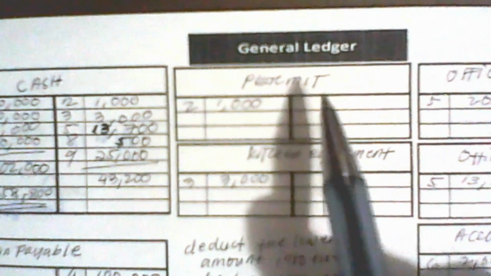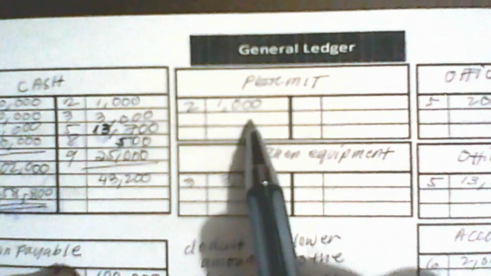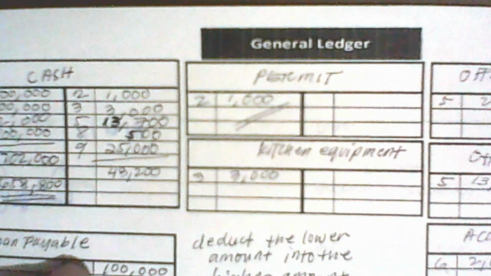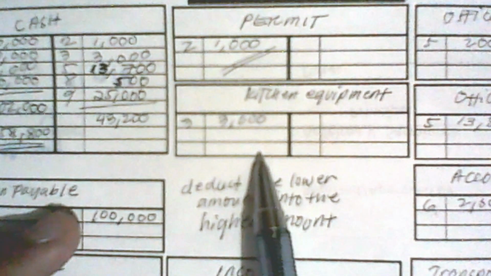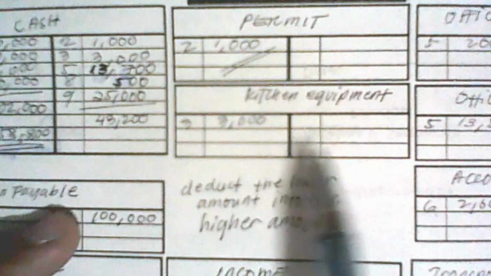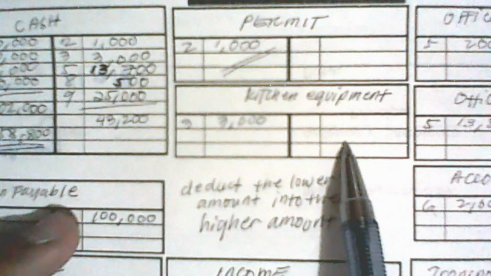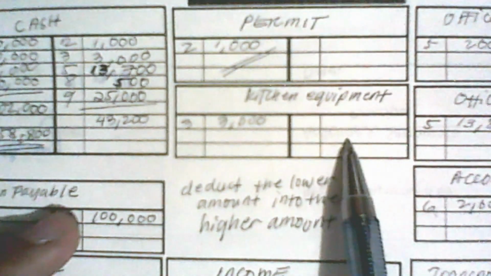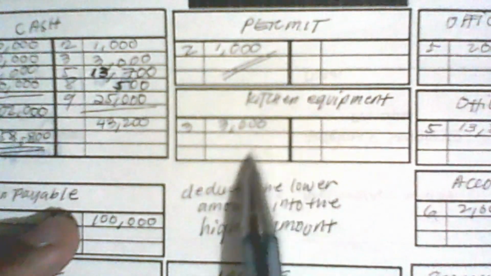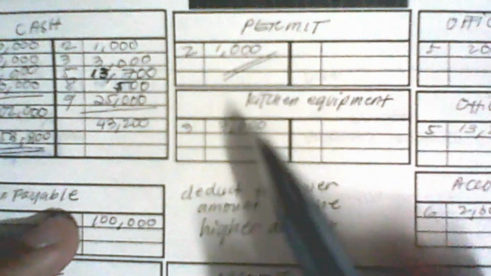So it means in the permit account, the final balance of the permit account is 1,000. So how about the kitchen equipment? The final balance of the kitchen equipment is 3,000. There is no other counterpart amount at the credit side. So 3,000 is the final balance of the kitchen equipment account.